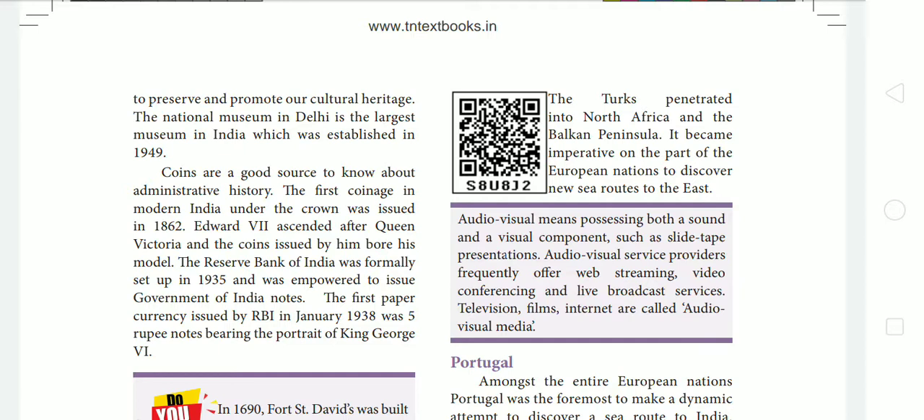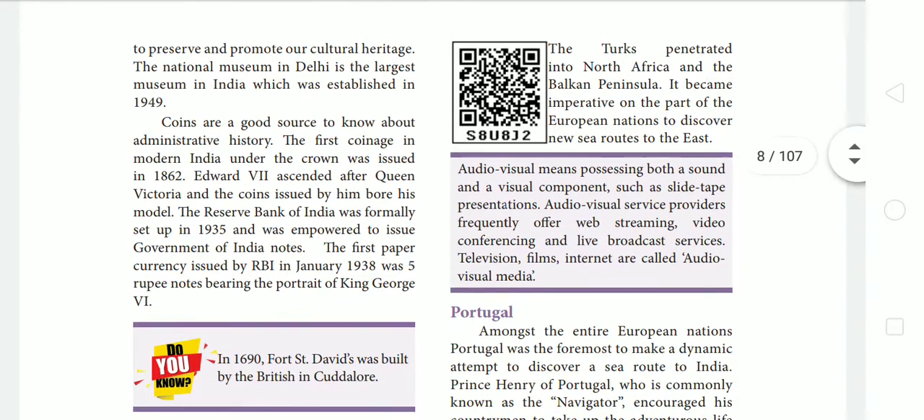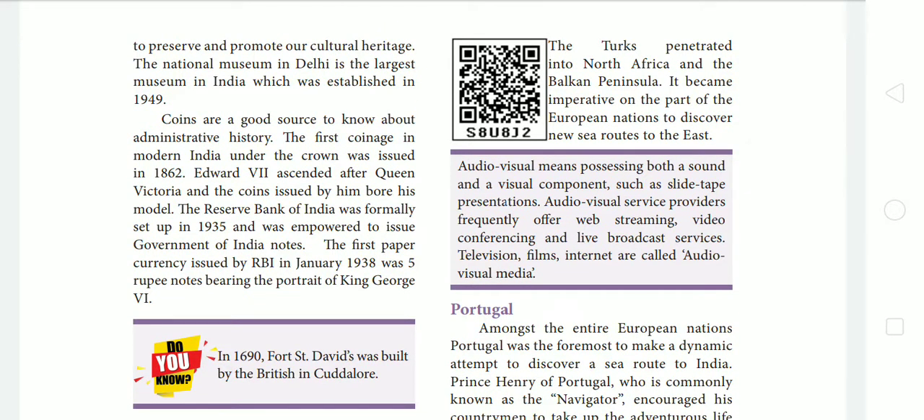The Reserve Bank of India was formally set up in the year 1935. In which year was the Reserve Bank of India formally established? In the year 1935. It was empowered to issue the Government of India notes. So, who issued the Indian rupee notes? The Reserve Bank of India.